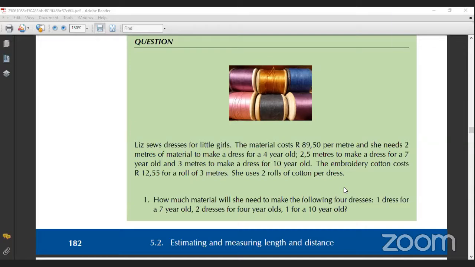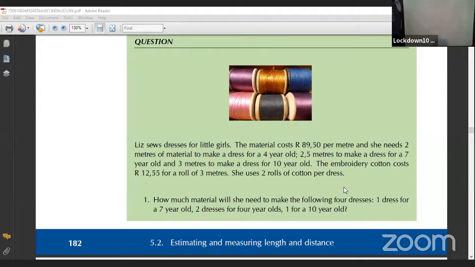Continue. Okay, thank you. Let's look at this second question, guys. It says, Lee sews dresses for little girls. The material costs 89.5 per meter, and she needs 2 meters of material to make dresses for 4-year-olds, 2.5 meters to make dresses for 7-year-olds, and 3 meters to make dresses for 10-year-olds. And the embroidered cotton costs 12.55 for a row of 3 meters. She uses 2 rows of cotton per dress.